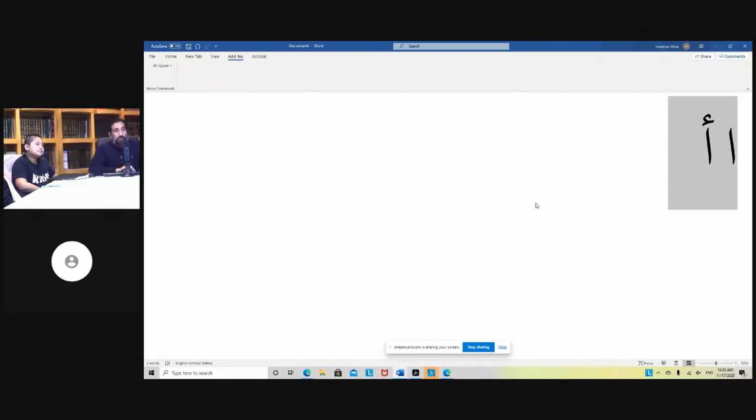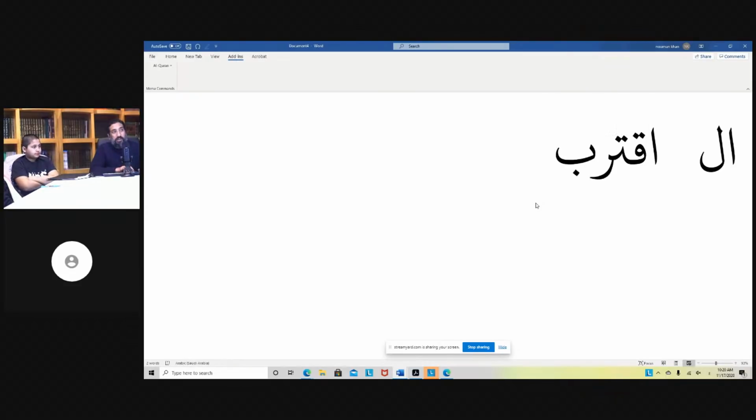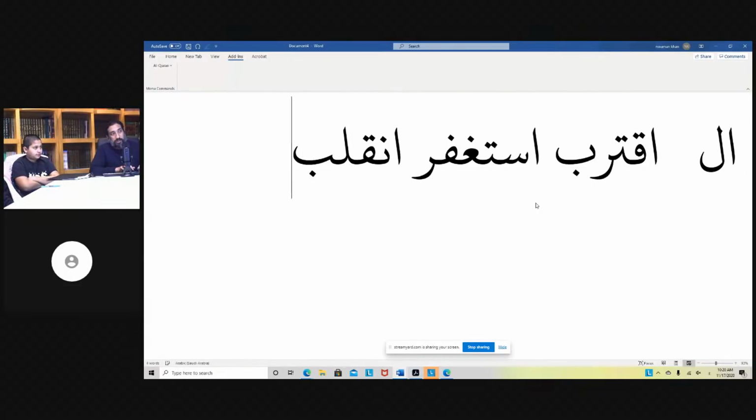So I want to show you where the Hamza is used in grammar and where the Alif is used. First of all, the word al, which means the, will never have a Hamza. So first we're going to talk about when it does not have a Hamza. The first one, it doesn't have a Hamza when it's al. When it's the iqtaraba family and the istaghfara family and the inqalaba family, you're not going to see a Hamza. It doesn't occur there.